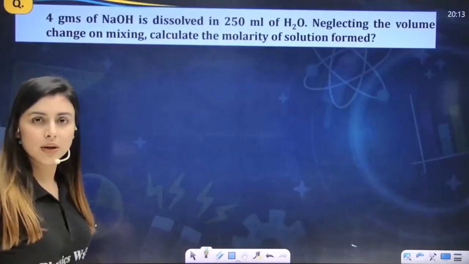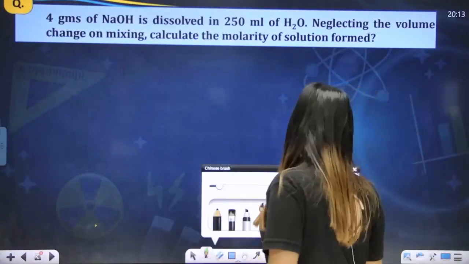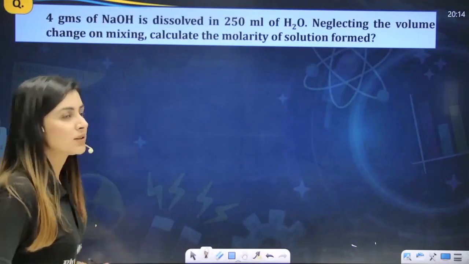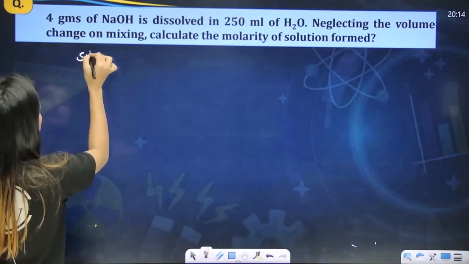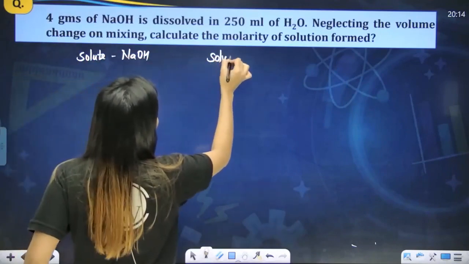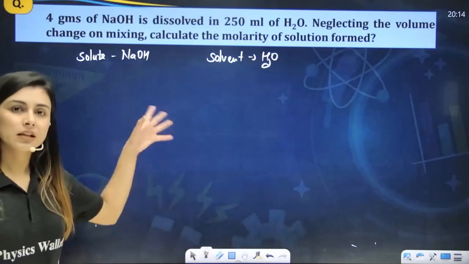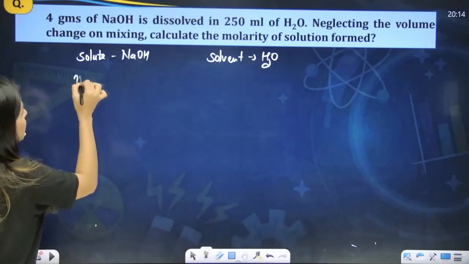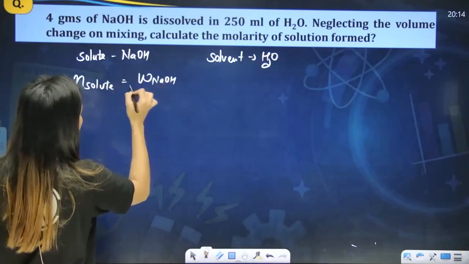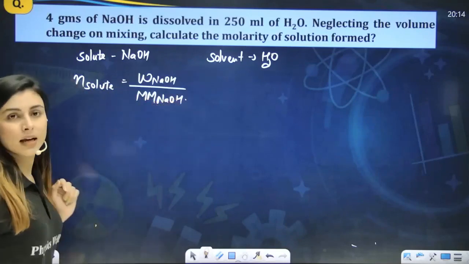Now you can do the question. So now try the question. You can use the formula or you can solve directly. What I see here is that 4 grams of NaOH is dissolved in 250 ml of water. So my solute is NaOH and my solvent is water. First and the most important thing is this. Next, I can calculate moles of solute as the given mass of solute, which is NaOH, divided by the molar mass of NaOH. No issues.